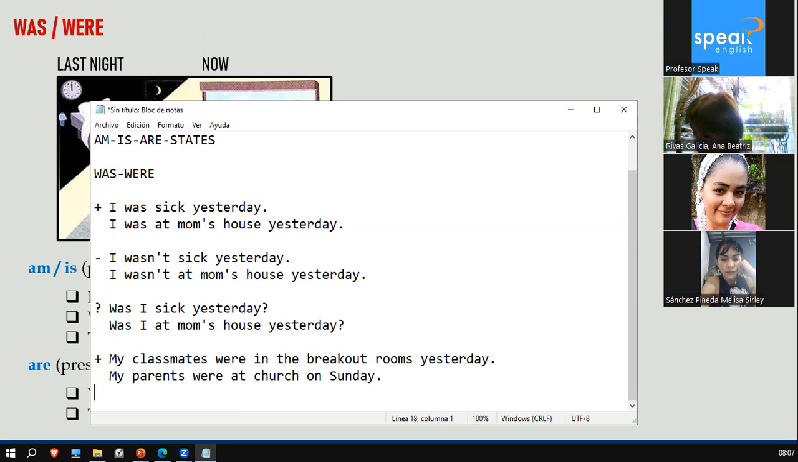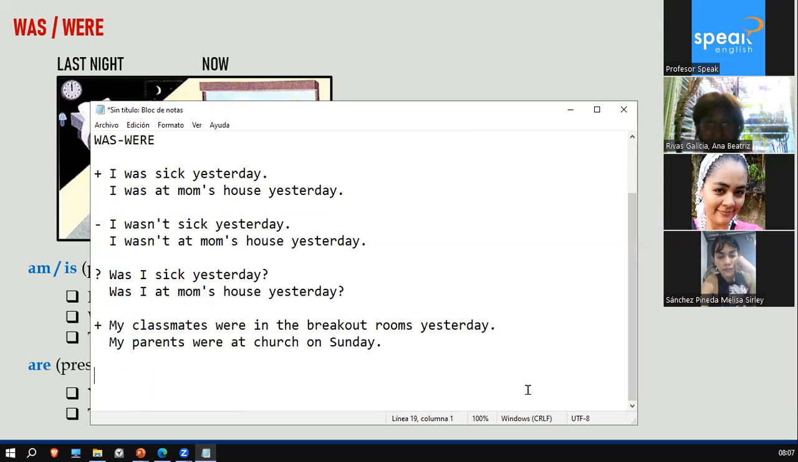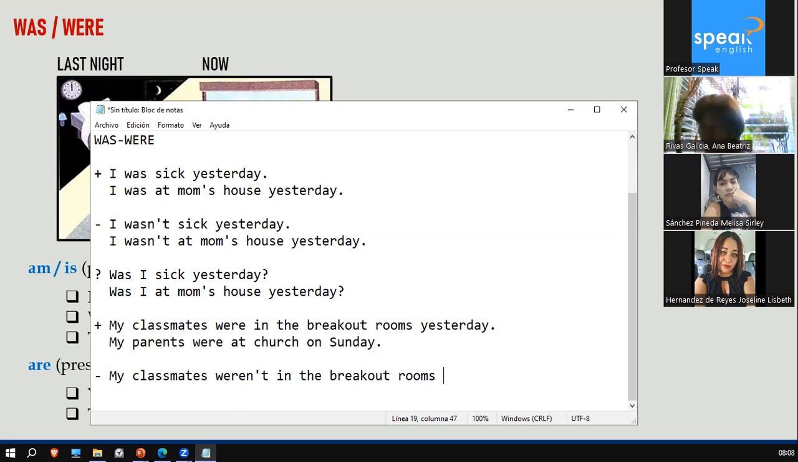Now, if it's going to be the negative form, we're going to do the same, right? But this time we're going to use the negative form of the verb. My classmates weren't in the breakout rooms yesterday, right?